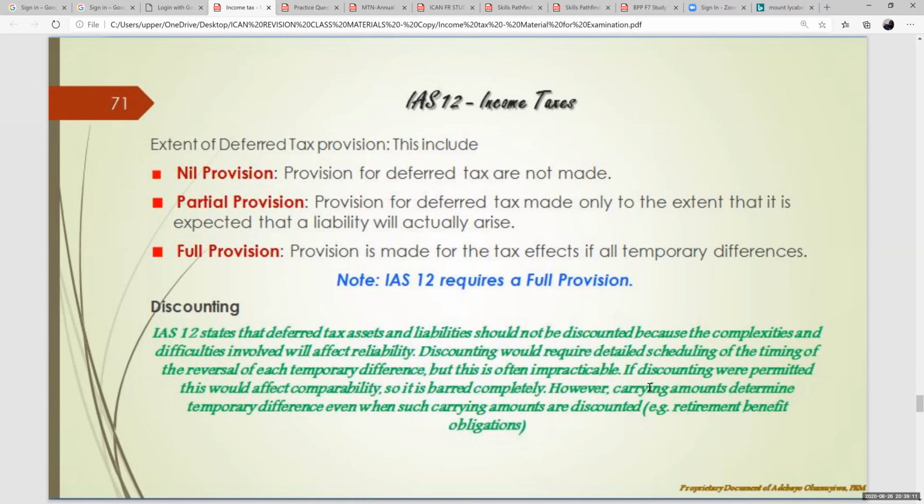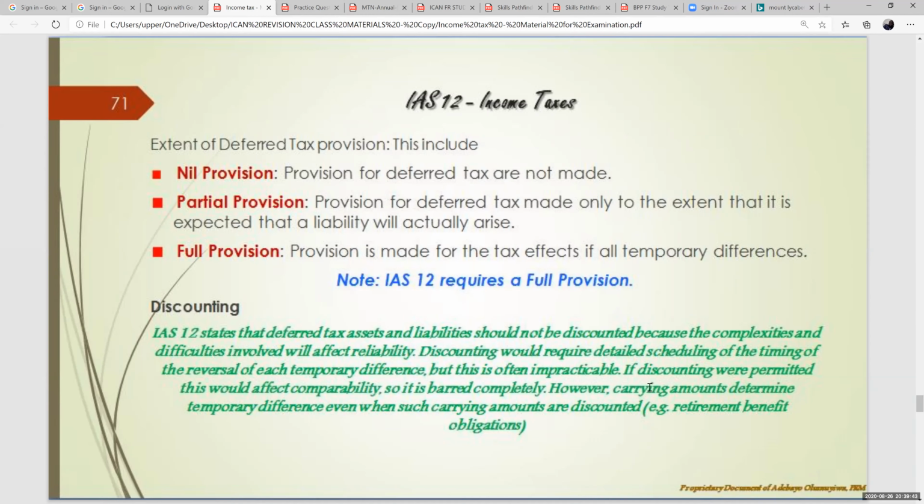Now the question then is, should we discount the temporary differences? For example, you see the question we just solved. As of 2014, we still have 2015, 2016, and 2017 ahead of us. Are we to discount the future value of our temporary difference? But what the standard says is that discounting does not apply in determining our deferred tax.